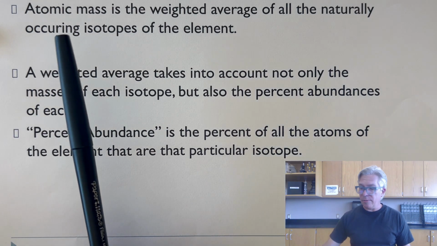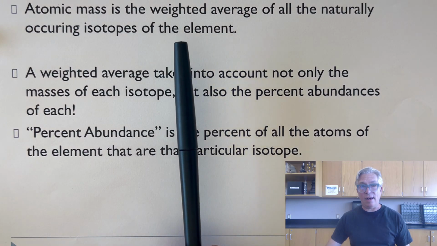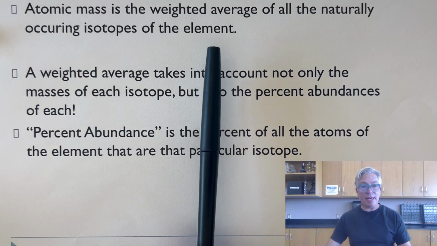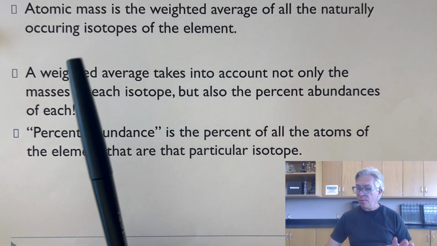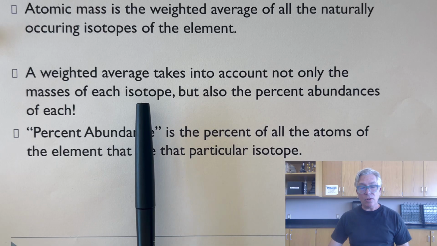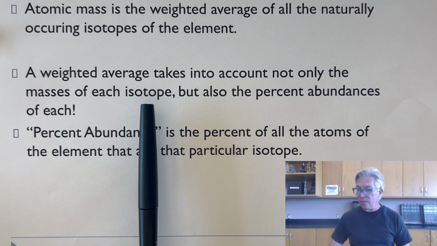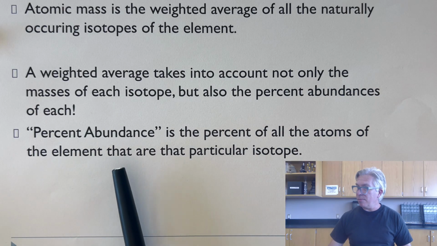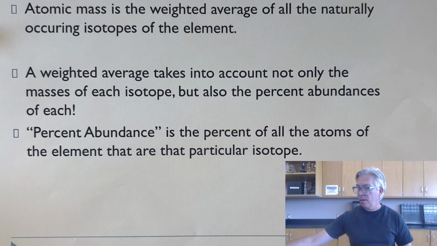Well, the atomic mass on the periodic table is actually a weighted average of all the naturally occurring isotopes of the element, or the masses of them. A weighted average takes into account not only the masses of each isotope, but also the percent abundances of each. Percent abundance is that percent of all the atoms of the element that are that particular isotope.